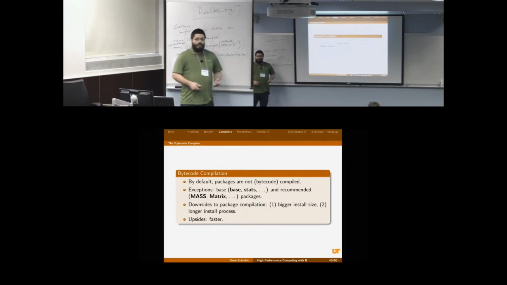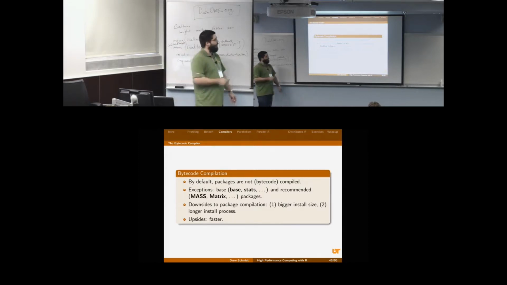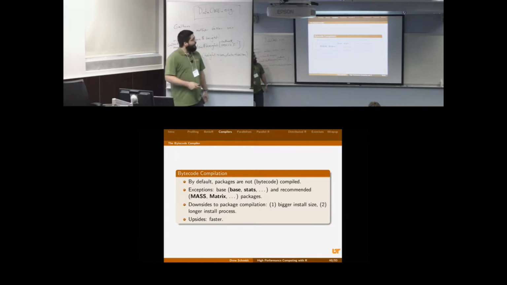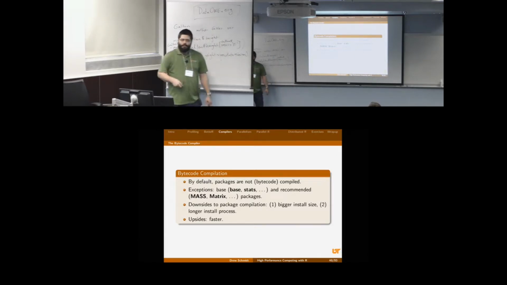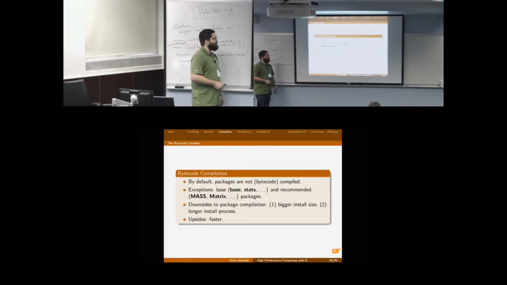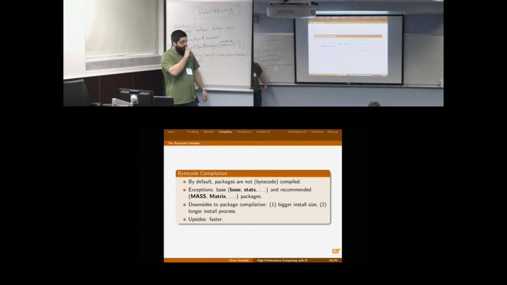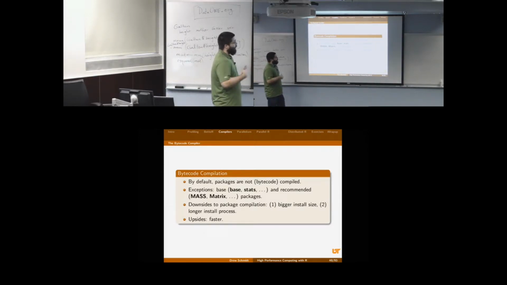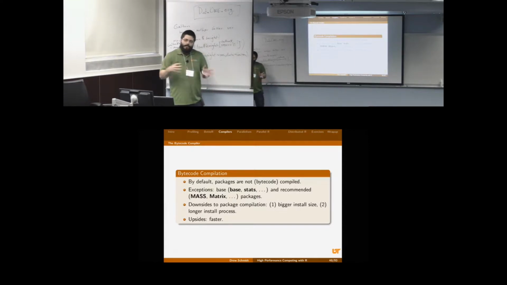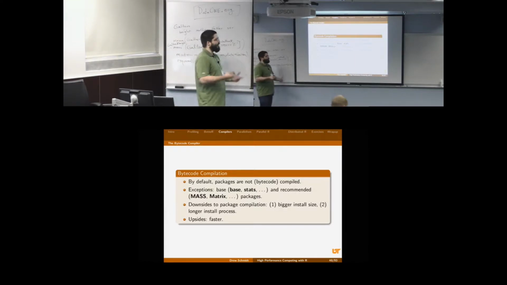There are some exceptions, some things that come with R, the so-called base packages, which include base, stats, some of the graphics stack, and recommended packages like MASS and Matrix. Those are bytecode compiled by default as of, I think, R 2.14. Certainly they are bytecode compiled by default now. But if you write your own package, by default it's not. You sort of have to go out of your way, and there are various ways to do that.